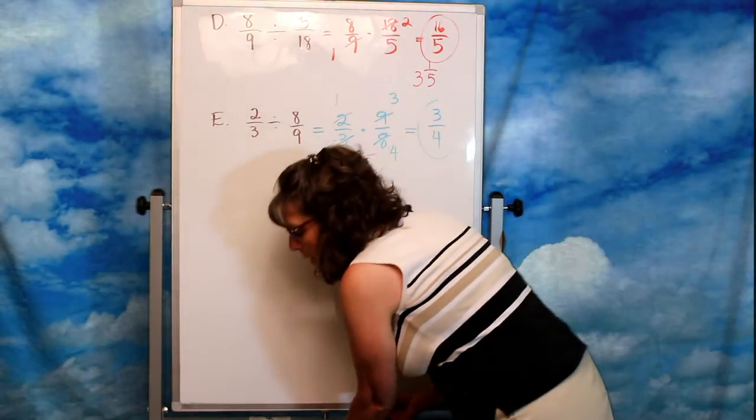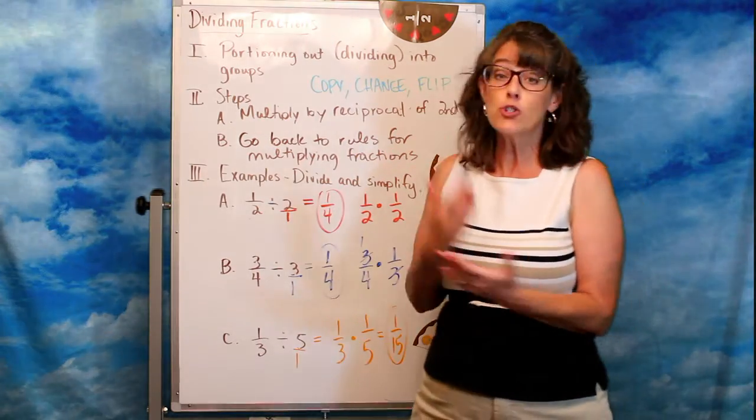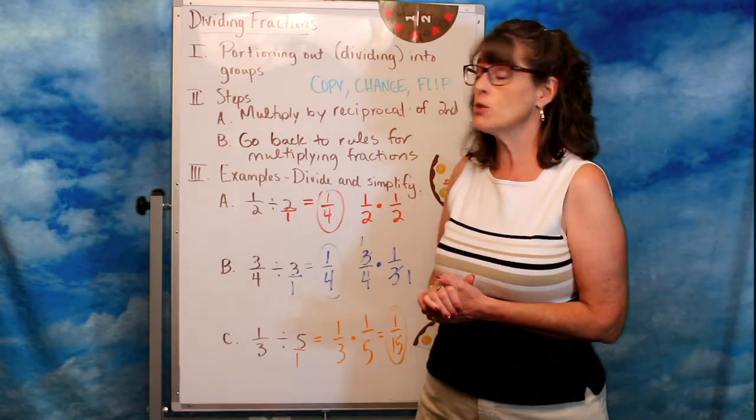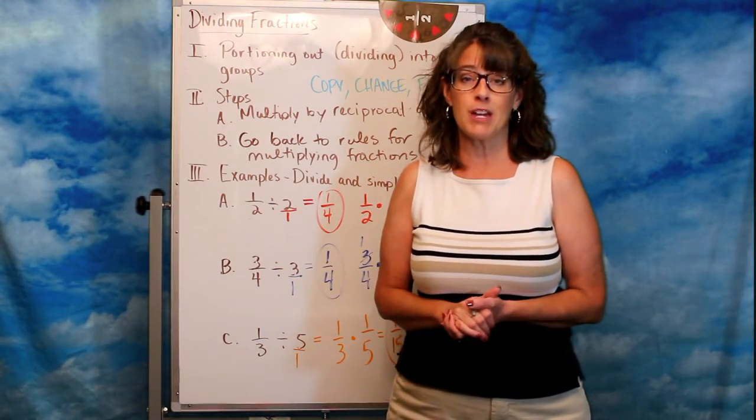So I hope this helps with dividing fractions, and hopefully you're seeing that really it's not a big deal, because you're just adding one new step, that's all, so that you can convert it back into a multiplication problem. Copy, change, flip. Multiply by the second one and then go back to your multiplication rules.